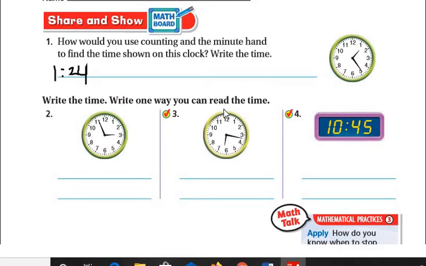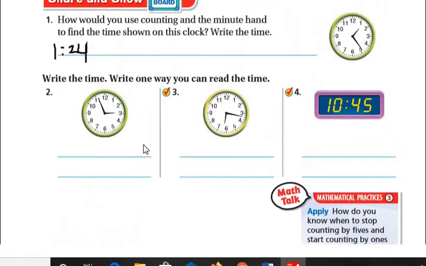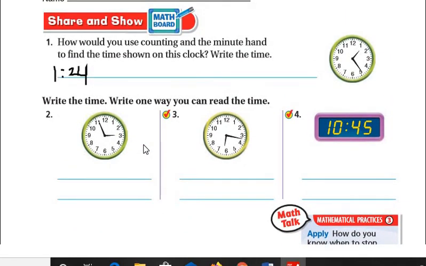Write one way you can read the time. You will write it digitally. Then we will write it using the word form, how to read it using words. Okay. So, in this example, we have the hour hand between 2 and 3. It's not exactly 3 till now. Okay. So it's 2. And how many minutes here?